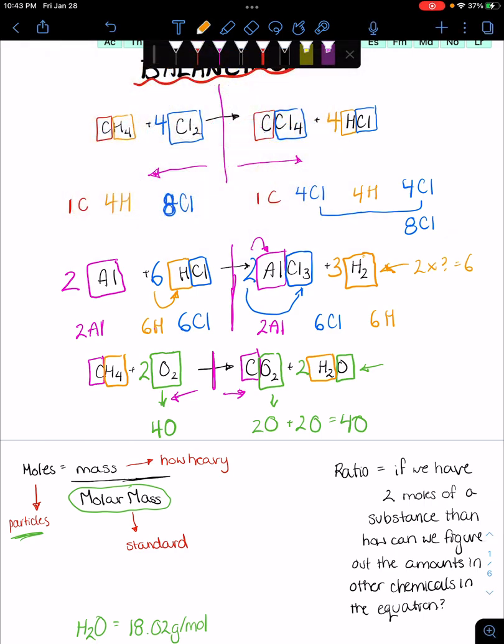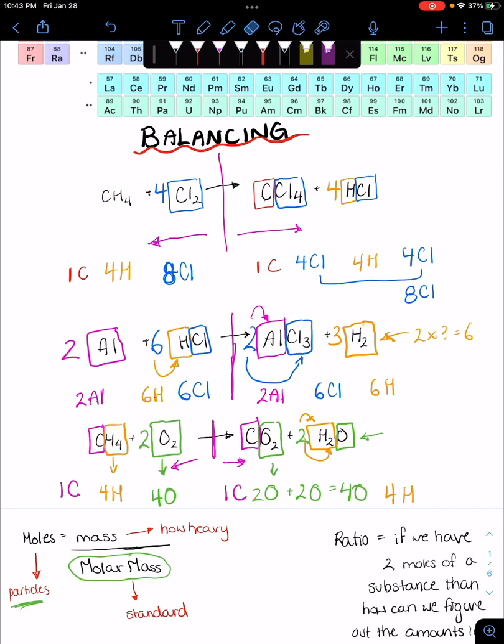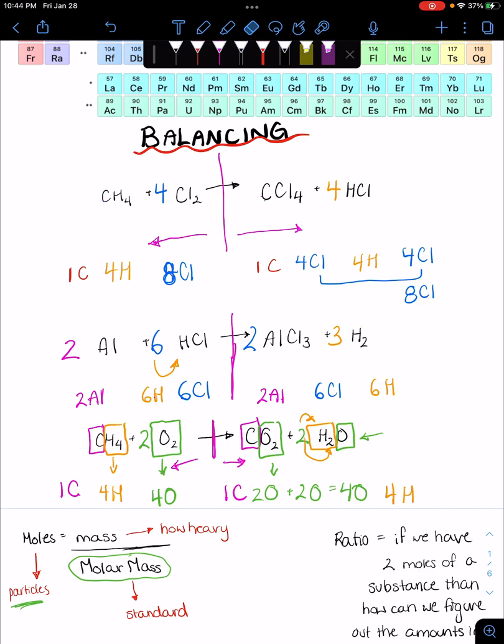Let's see what else needs balancing. 4 H's. And ooh, that worked out perfectly. 2 times 2 equals 4. So we have 4 H's on this side. And lastly, our C's, we have 1 C here and 1 C over there. So it's perfectly balanced. And if we just get rid of all these boxes to make it a little easier to see, this is kind of what the actual balancing will look like.